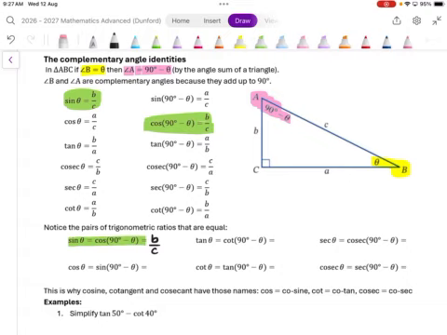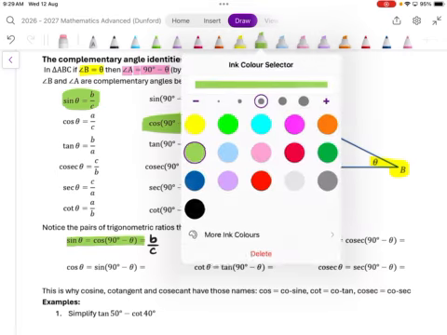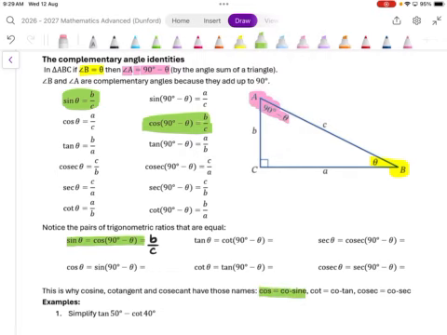Now with our word cosine, right? So cos is cosine, complementary sine. See how that goes together? So sine and cosine are complementary together. Does that make sense? That also means that if we have cos theta, our cos theta is A on C, so our sine 90 minus theta is also A on C. So if cos is theta, then sine is 90 minus theta, and that's our A on C.